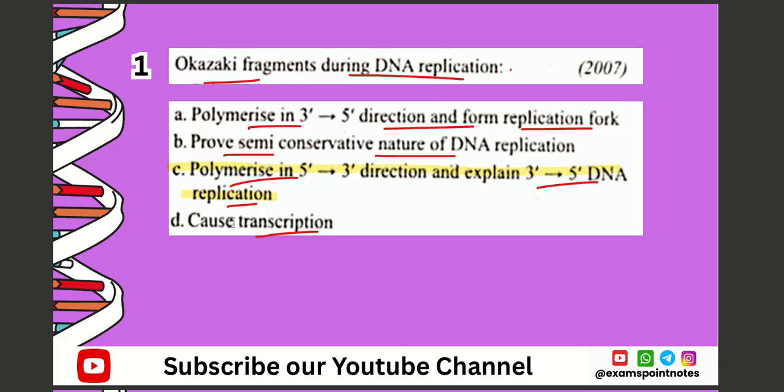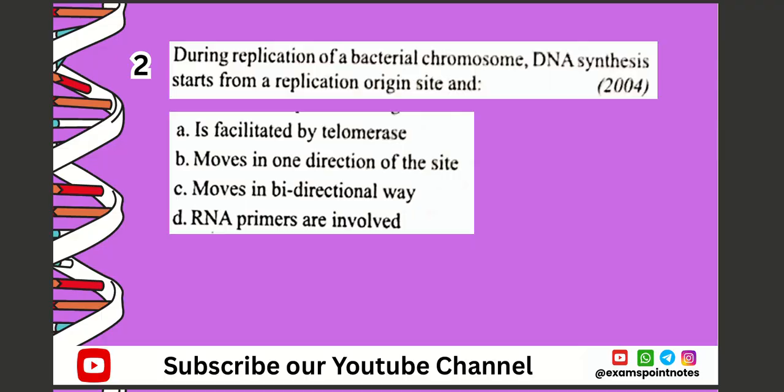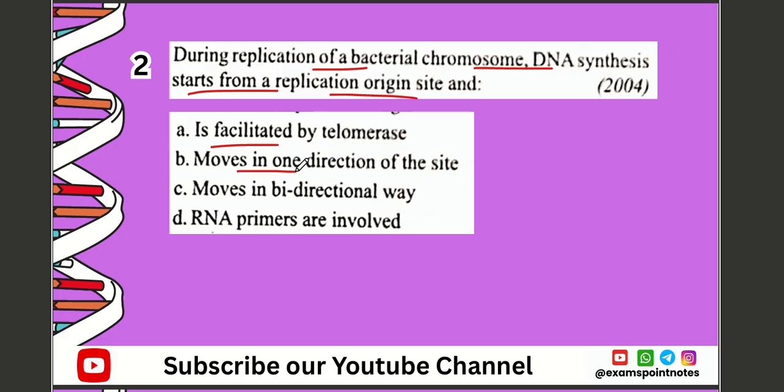Next question. Question number 2. During replication of bacterial chromosome, DNA synthesis starts from a replication origin site and A is facilitated by telomerase, B moves in one direction of the sites, C moves in bidirectional way, D RNA primers are involved. The correct option is option number C, which is moves in bidirectional way.